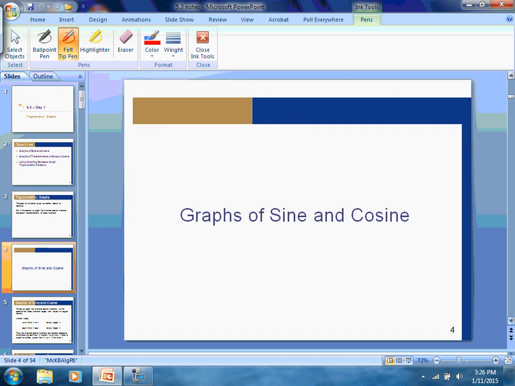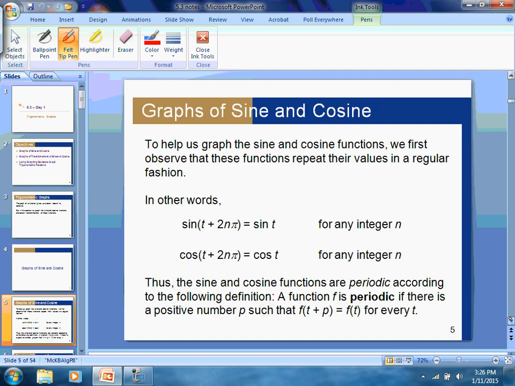Now, when we're graphing sine and cosine functions, you have to remember that their graphs look kind of like a wave. So they go up, and then they go down, and then they go up, and then they go down. So they're cyclical, or as we refer to it in mathematics, they're periodic. So all of the functions that we're going to graph for sine and cosine are going to be periodic. And their period is going to be 2 pi. So every 2 pi, they're going to repeat.